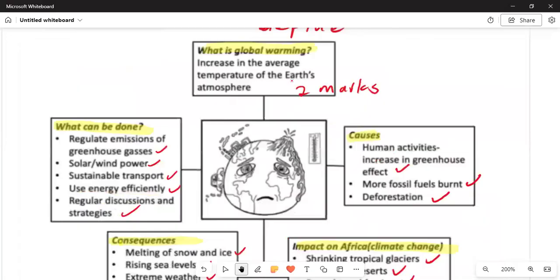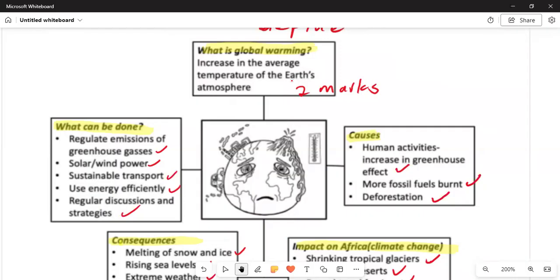Then number 2 can be asked: list the causes of global warming. Number 1, smoking and burning fuels. Number 2, the more fuels that are burned, the more they lead to global warming. And then number 3, deforestation has a negative impact on global warming.